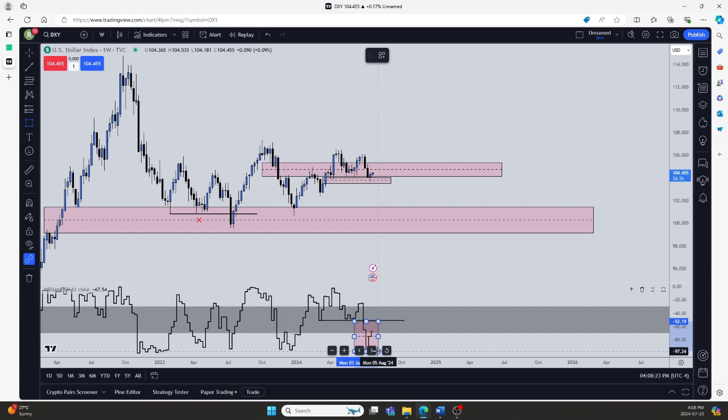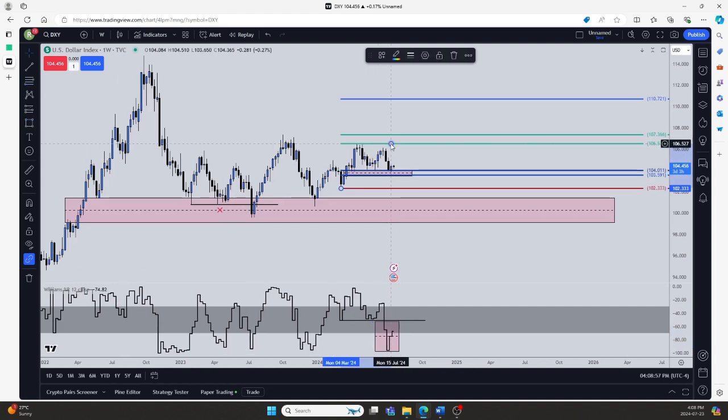So if I'm drawing my Fibonacci here, we can clearly see that we have come down into that optimal trade entry level. So this is the 61.8 and this is the 70.5. So we've traded into the sweet spot of the optimal trade entry, quote unquote. And what do we have above the marketplace, guys?